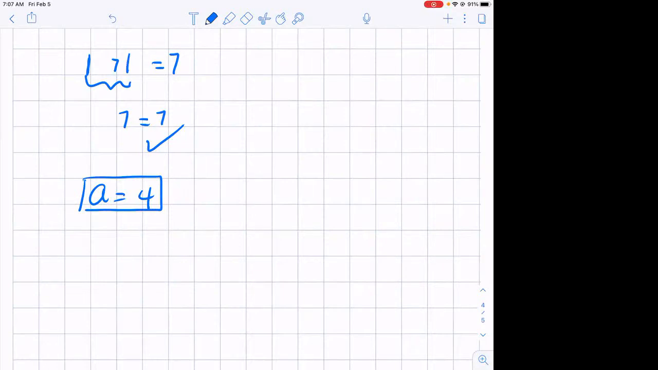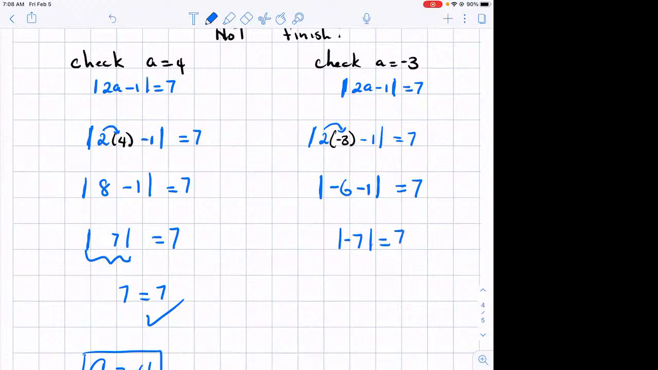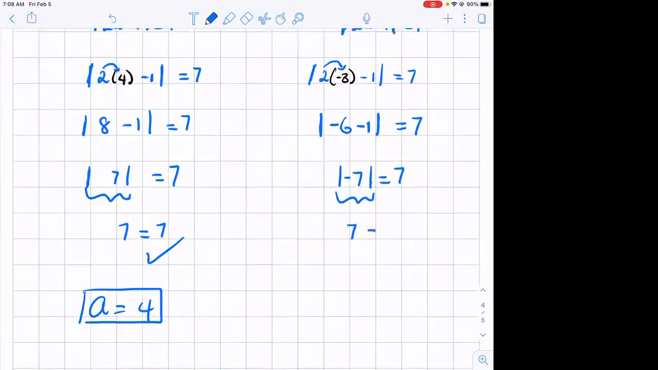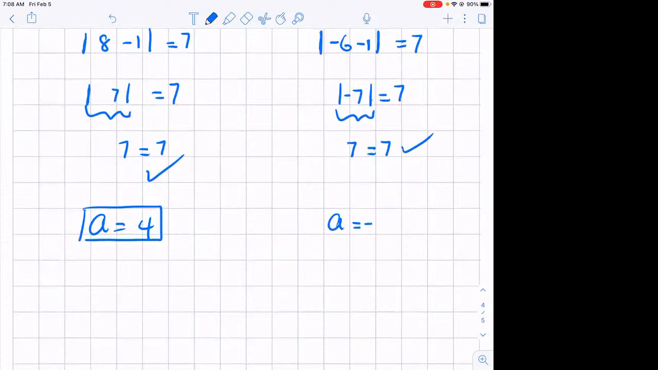So let's check now our other possible answer. We have the absolute value of 2, and in this case, a is -3. So 2 times -3 becomes -6, minus 1, absolute value of that. -6 minus 1 is -7. The absolute value of -7 is 7. So 7 is equal to 7. That also checks. So in this case, a is equal to -3 also. So our two answers are a equals 4 or a equals -3. Those are two answers.